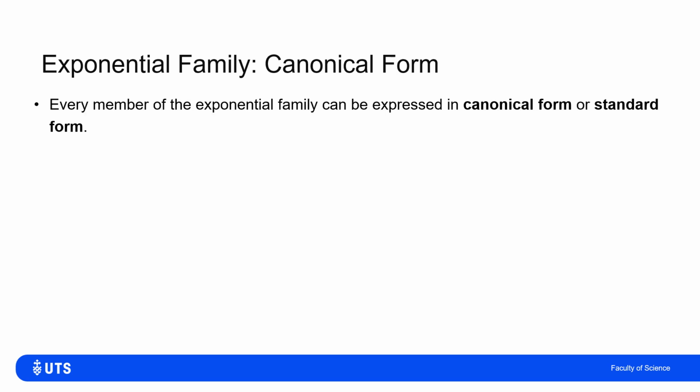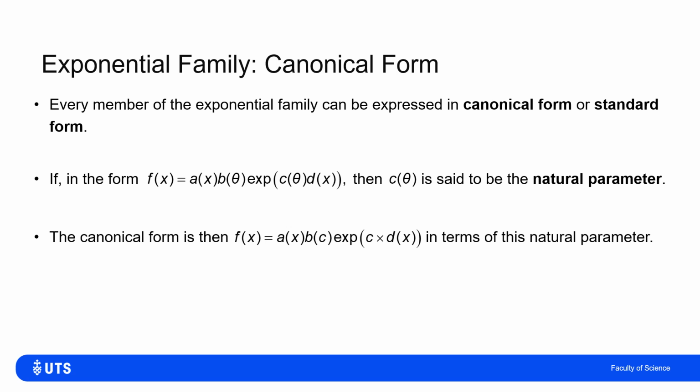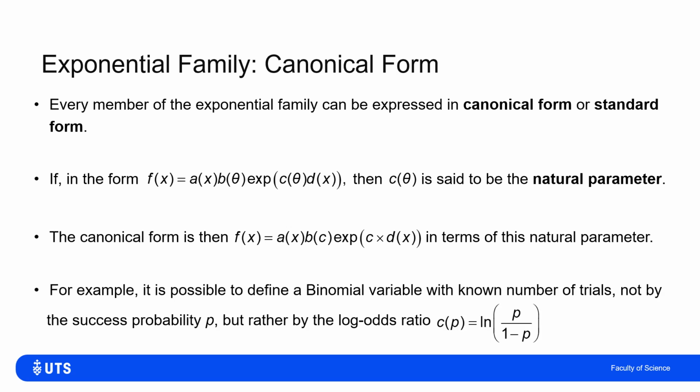Just recapping what we saw on the previous video where we introduced the exponential family. We said that everything in the exponential family had a canonical form, so a natural parameter that we can define for the distribution. So in this case, when I'd written it in this form of a of x times b of theta times the exponential of c of theta times d of x, theta is the parameter, x is the variable, then whatever my c of theta is could be considered the natural parameter for the distribution.